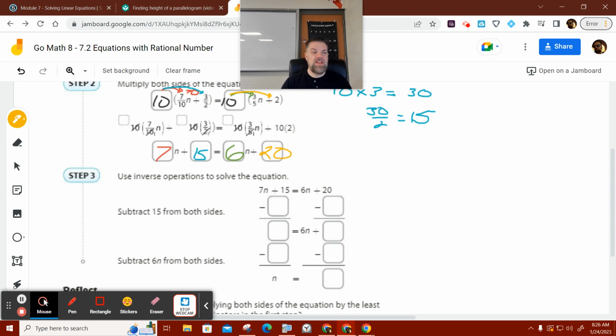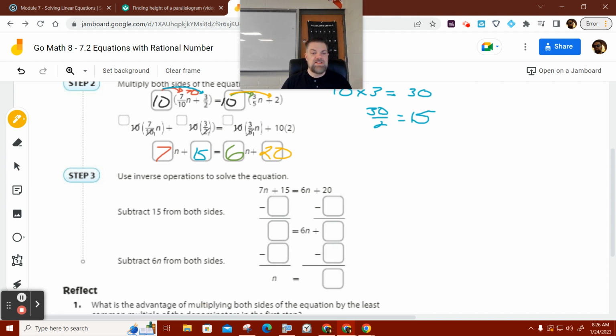So my new equation then is going to be 7n plus 15 is equal to 6n plus 20. Oh, yeah, that's a plus. When I copy and paste this, the plus signs don't always come in so good. Okay, so then what do I need to do? I need to subtract 15 from both sides, but I'm subtracting negative 15. So when you minus a minus, what do you really do? You're adding, right? When you minus a negative, you're really adding.